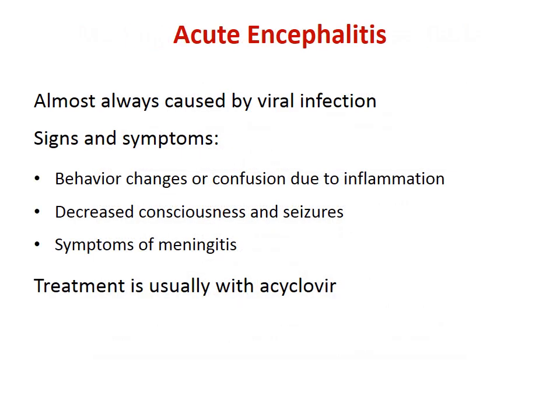So let's move on to now acute encephalitis, or inflammation of the brain. One of the most common causes of this is actually viral infection. But since this is acute, it's also important that you understand it's a rapid onset. The idea here is this can come on so quickly that there can be obvious symptoms or signs like confusion or loss of consciousness and seizures.